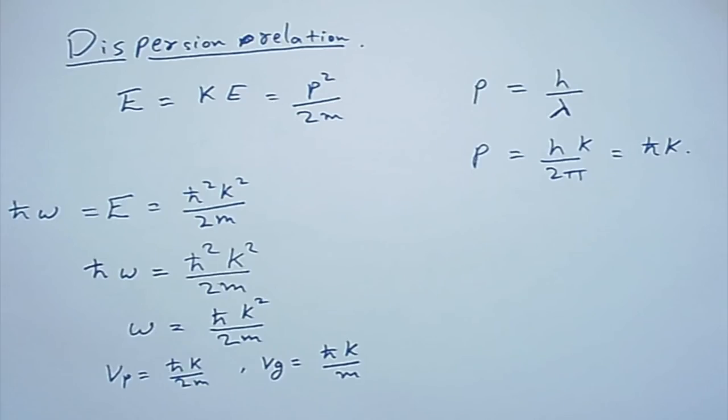The phase velocity was given as h cross k by 2m, and the group velocity was given as h cross k by m. So physically, we could think of this as follows. The group as such is moving at a slower rate, but the oscillations within are moving much faster. Let's say initially, when the group is over here, the oscillations were within it. But as time passes, the oscillations move beyond and move into the next group. So the oscillations keep shifting from one group to the next and travel beyond. That's how it is.